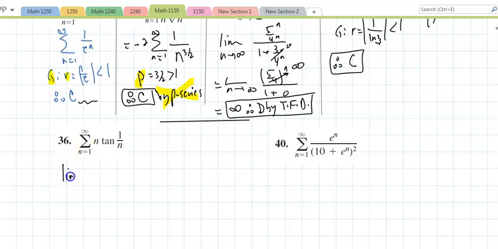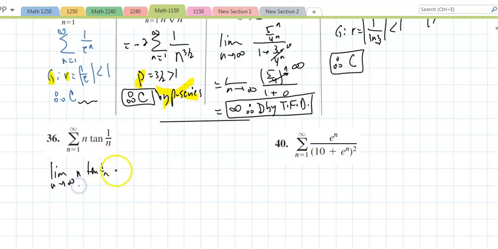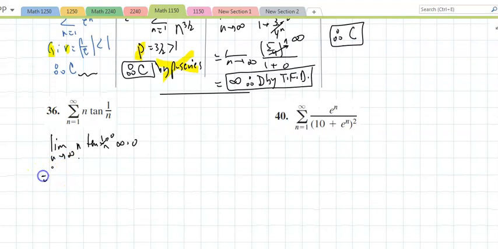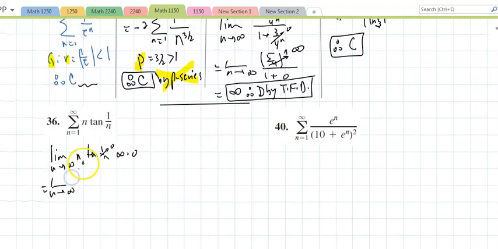If I take the limit as n approaches infinity of n tangent of 1 over n, that is infinity times 0. What does that mean? I need to manipulate the problem. I'll take the limit as n approaches infinity of the tangent of 1 over n divided by 1 over n. As n approaches infinity, that's a 0 over 0.